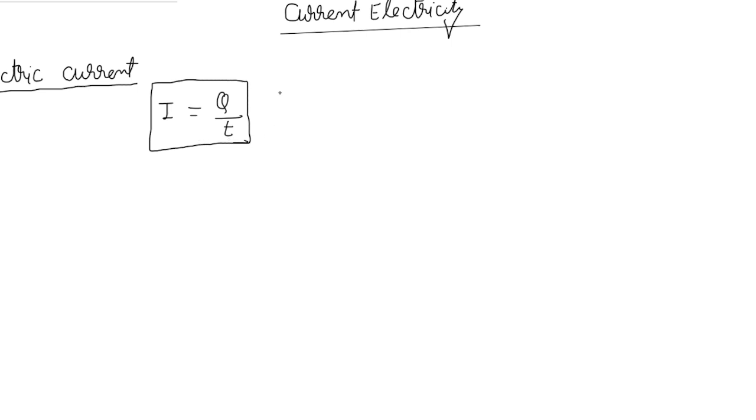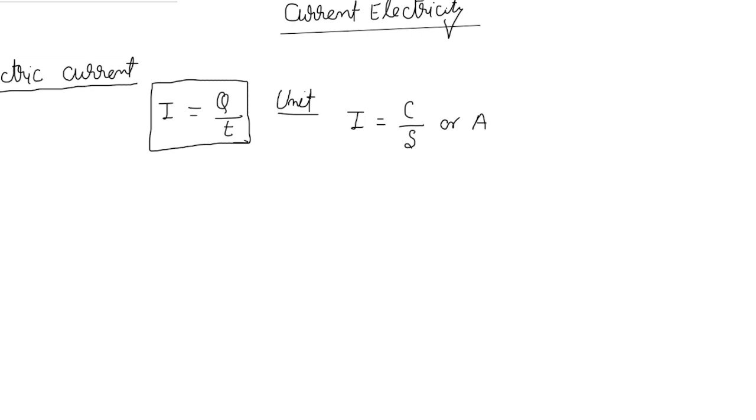And the unit of electric current: if we write its unit, current I is equal to charge by time. The unit of charge is coulomb and the unit of time is second. So it is coulomb per second, called ampere. Ampere is the unit of current, represented by A. Clear? Okay.